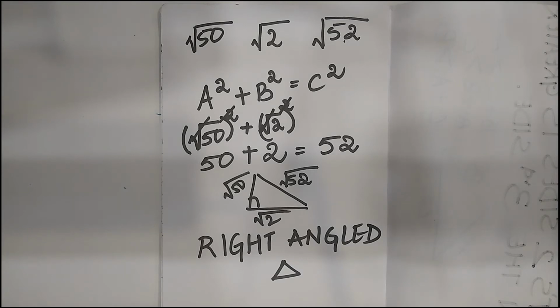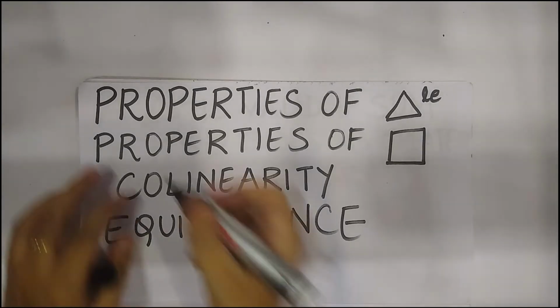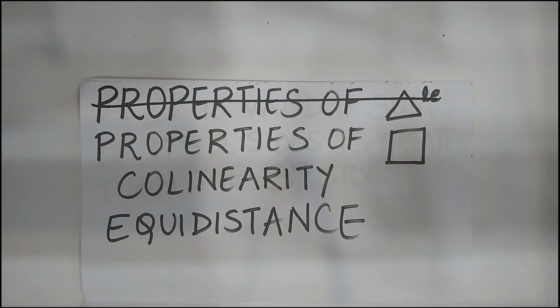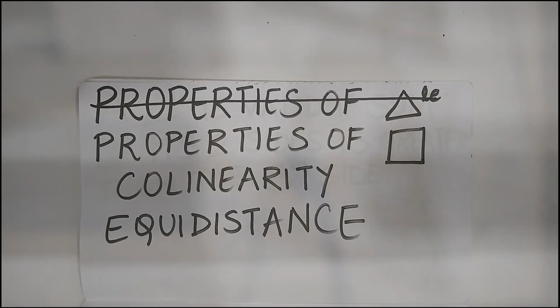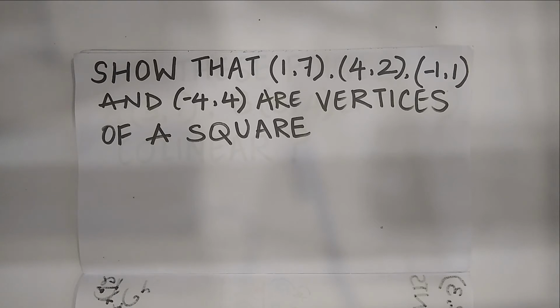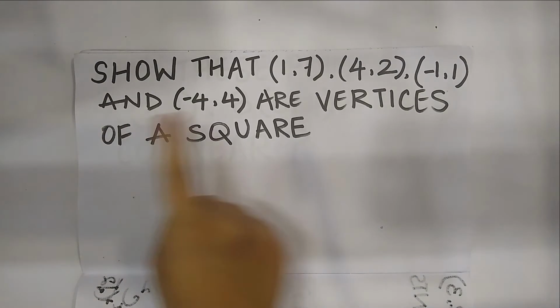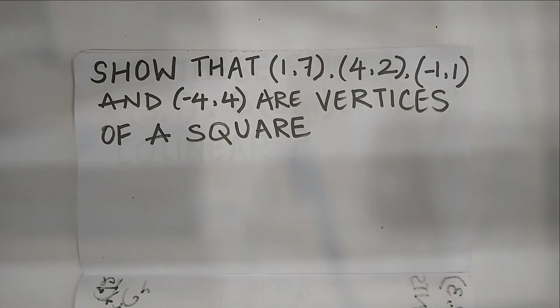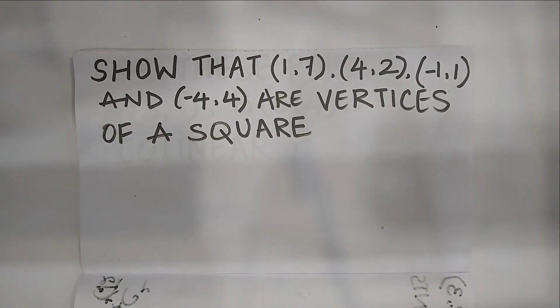So this is one of the types of questions that you can get on the properties of triangle. So we are done with the properties of triangle. The next thing is properties of square. So let's just do one of the problems on properties of a square. So what we have here is problem 2, which is based on the properties of square. So what is the problem? Show that these points are vertices of a square. So to do this problem, you need to know about the properties of square. So let us get into the properties first.